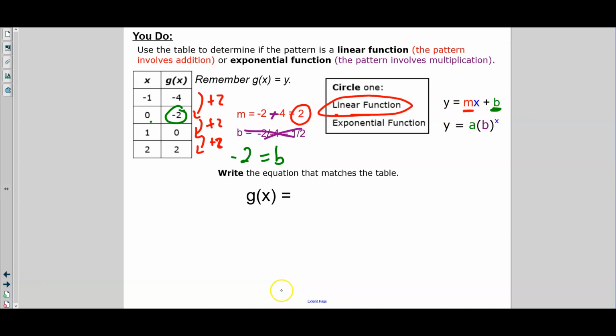So here is g of x, same thing as y. Put your 2. Don't forget there's an x after that. And then letter b, in this case, is going to be -2. So -2. And this is the correct equation.